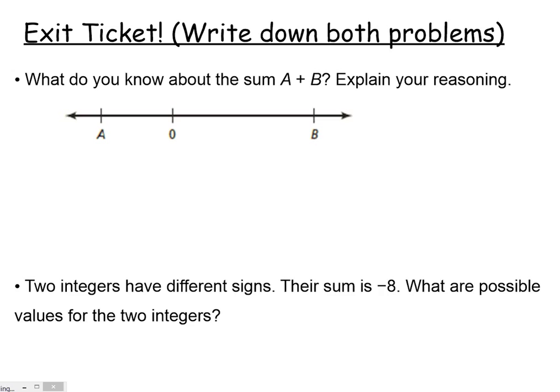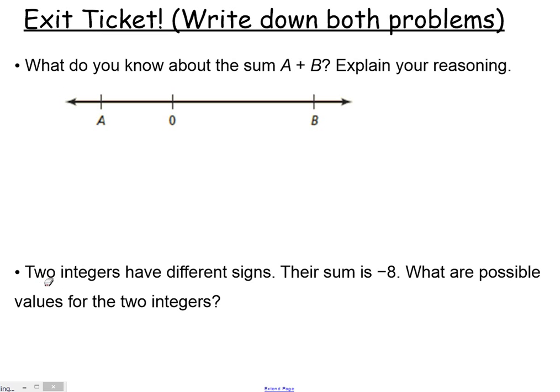And the exit ticket for your homework tonight begins with, what do you know about the sum of A plus B? Explain your reasoning. Notice where A is on the number line, it's to the left of 0, and B is to the right of 0. Now, to help you understand, I recommend using any number you wish to represent A, where you think it would make sense. And then substitute a number for B that sounds reasonable to you. If you combine them, what do you think your answer would be, or where do you think it would fall on the number line? Be able to explain your reasoning.